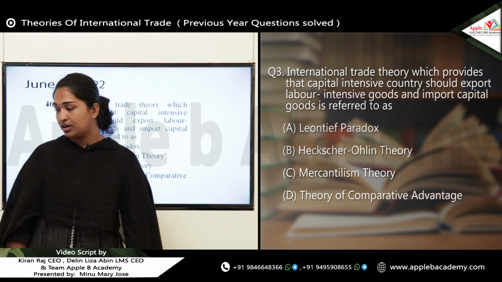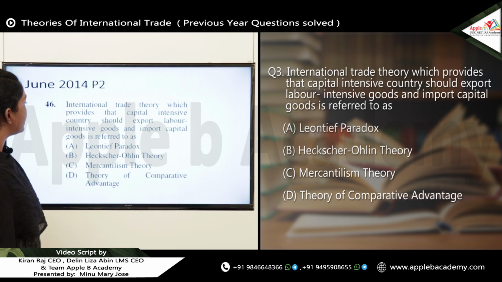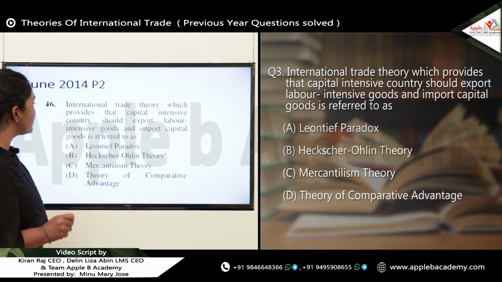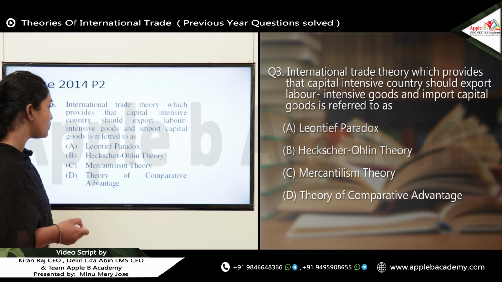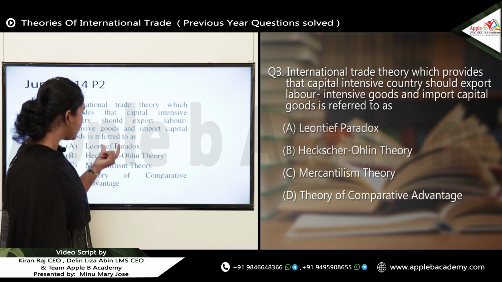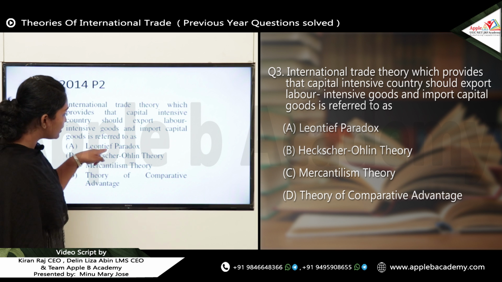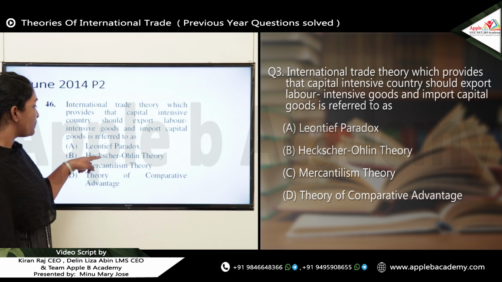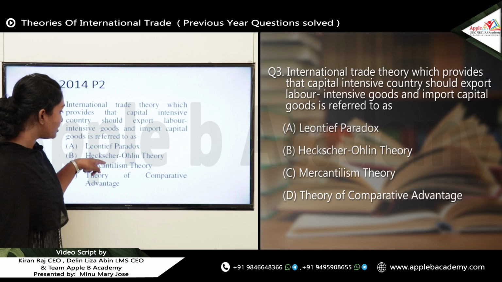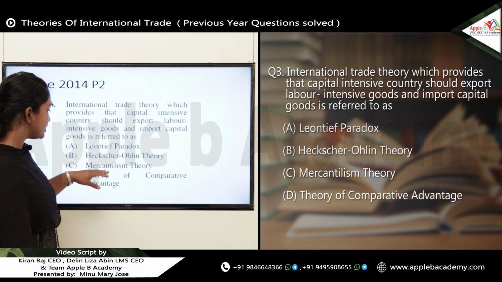Now moving on, June 2014 paper 2. This is also a direct question on the concept. The international trade theory which provides that a capital intensive country should export labor intensive goods and import capital goods is referred to as: which one of these theories gives us such an idea? The options are the Heckscher-Ohlin theory, the Leontief paradox, mercantilism, and the theory of comparative cost advantage. We know that the Leontief paradox is the empirical study of the Heckscher-Ohlin theory.